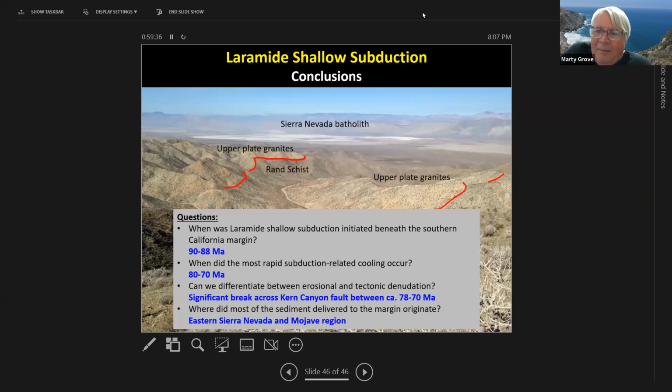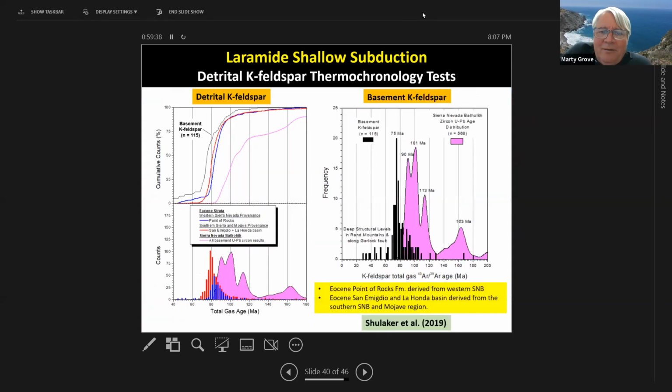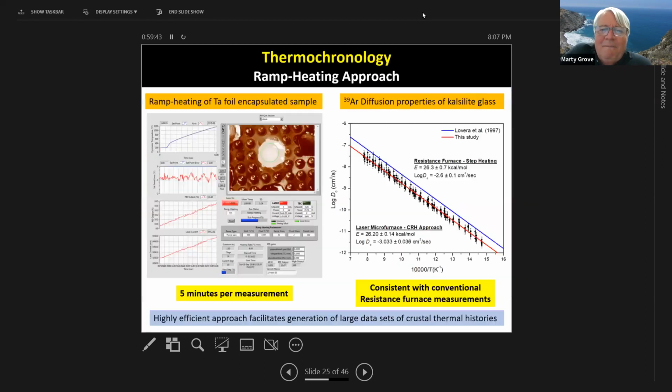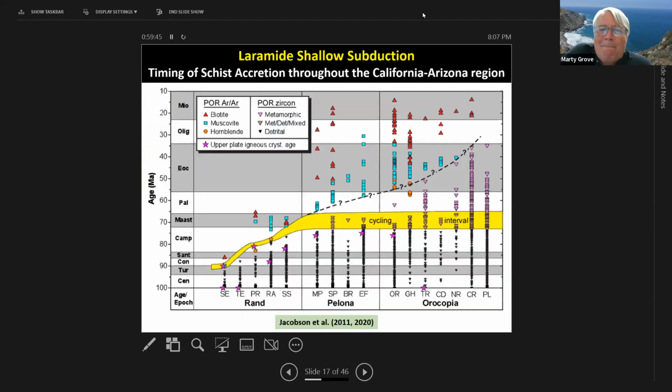Right. I'm going to go back really quickly to this diagram right in here.